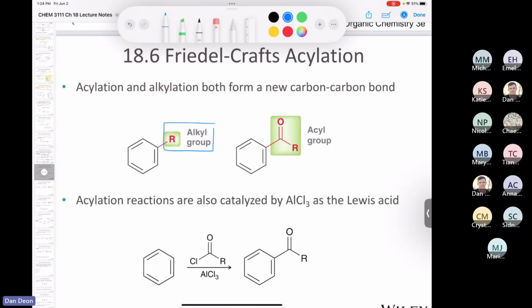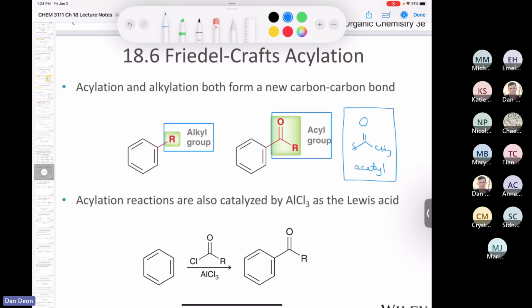But if we have a carbonyl followed by an alkyl group, then we don't call it an alkyl group, we call it an acyl group, okay? And if you remember studying acetyl coenzyme A in biology class, an acetyl group would be a type of acyl group, right? An acetyl group is when the R group is a methyl.